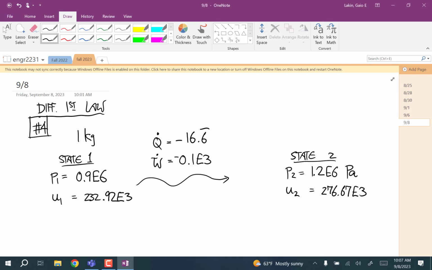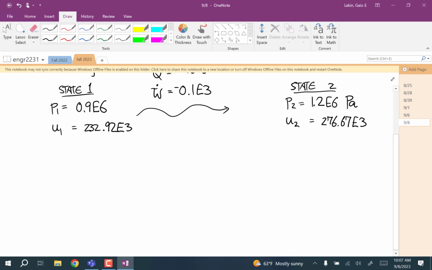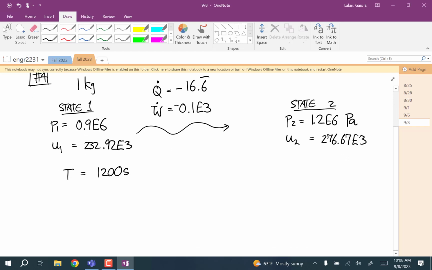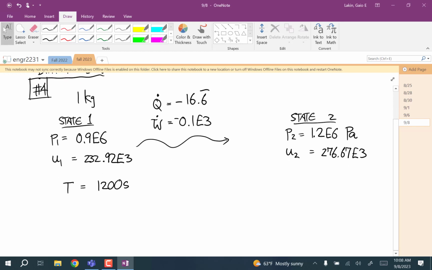The first part is just coming up with, and we're supposed to do 20 minutes. Okay, 20 minutes. What's 20 times 60? 1200. Okay, so time is equal to 1200 seconds. It's 1 kilogram of gas. So to go from the specific internal energy to the extensive internal energy, you just multiply by 1 kilogram, so you get the same thing here.